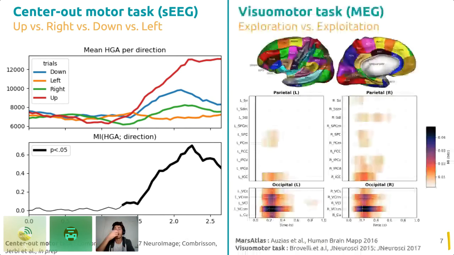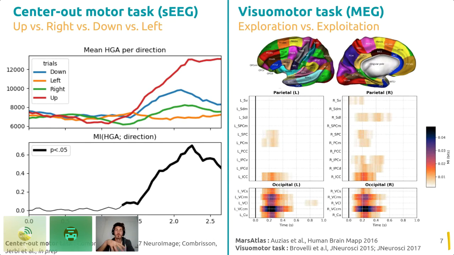The second task I'm going to present right now is a visuomotor task. It's MEEG data. In that task, the subject is learning to associate finger movements with colors that appear on the screen.